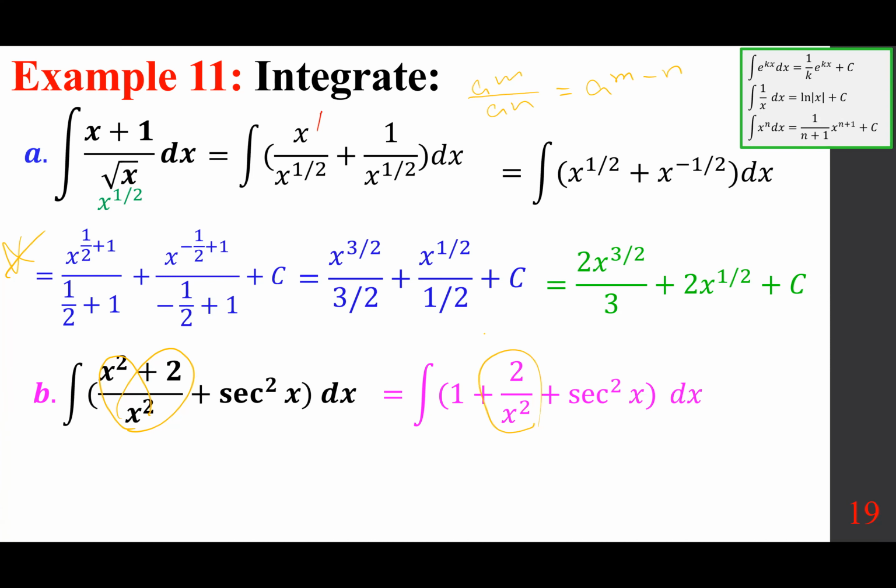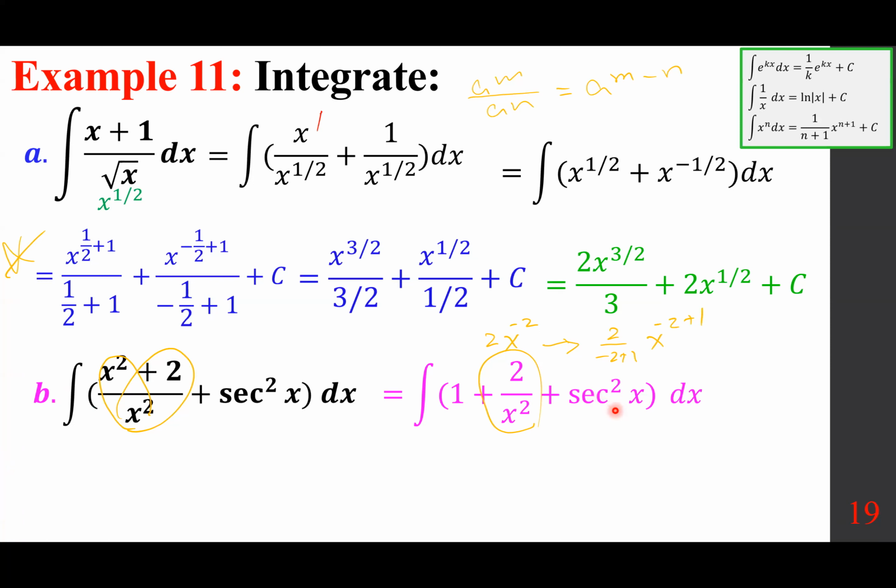So for this one, you would write 2x to the power of minus 2, okay? And if you want to integrate that one, you say 2 over negative 2 plus 1 x to the power of negative 2 plus 1. That's why you get minus 2 over x.